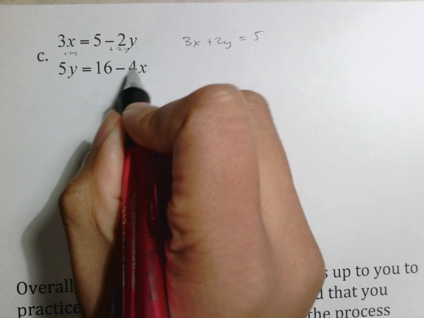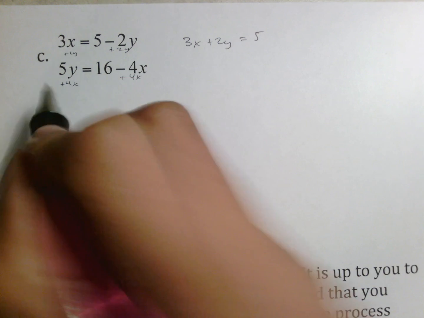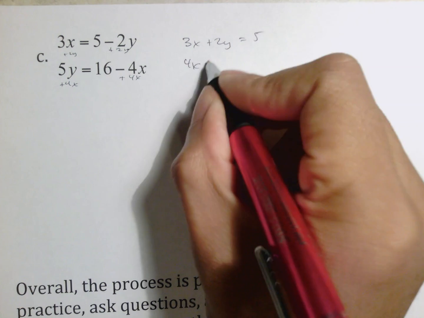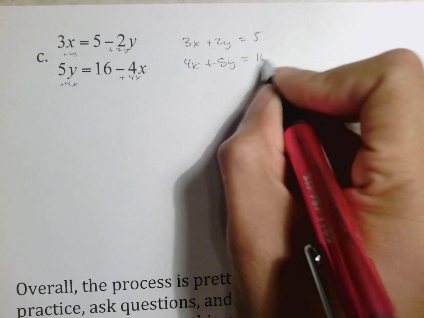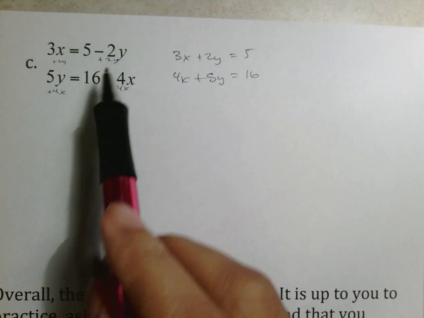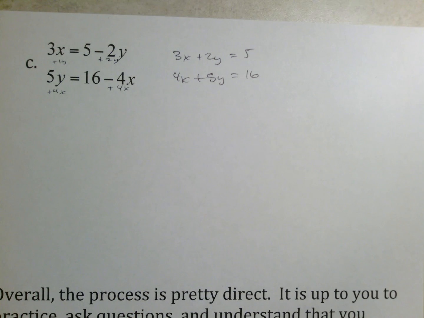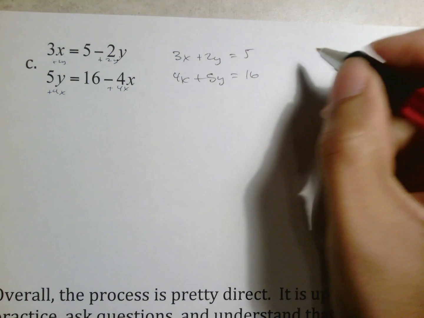Same thing here. If I want my x away from the constant, I'm going to add 4x to both sides, and I'm going to put my x first, so I'm going to put 4x plus 5y equals 16. And once I have that, my equation is set up. Notice again, it was necessary for me to change the sign on both of the things I moved, and from there you just go ahead and get it done.